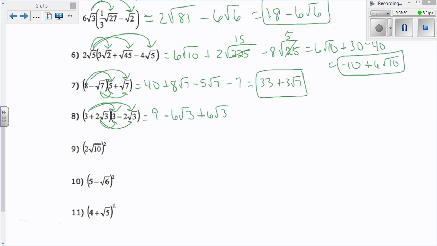And then for the last term, 2 times negative 2 is negative 4. And then radical 3 times radical 3 is just going to be radical 9, which is 3. Negative 6 radical 3 and positive 6 radical 3 cancel each other out. So I'm just left with 9, and then negative 4 times 3 is minus 12, which simplifies to negative 3.